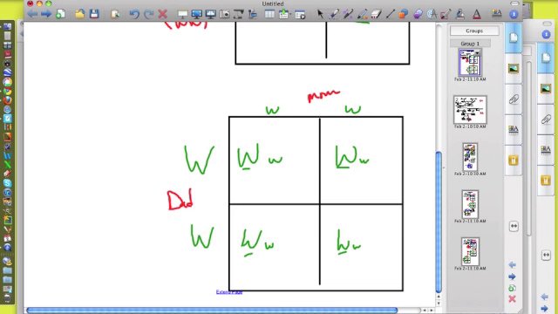However, notice that all of these are hybrids. So now the offspring, in terms of the traits that it passes on, that could be a whole different story.